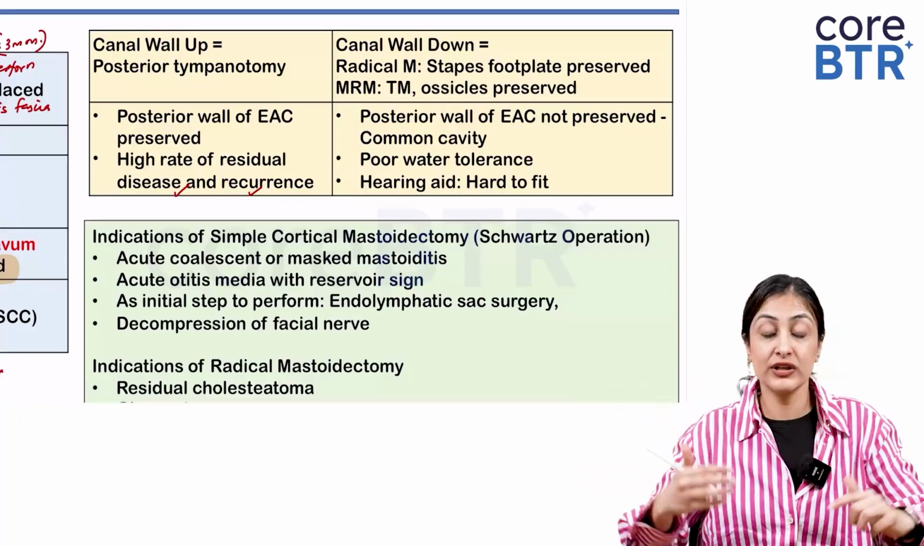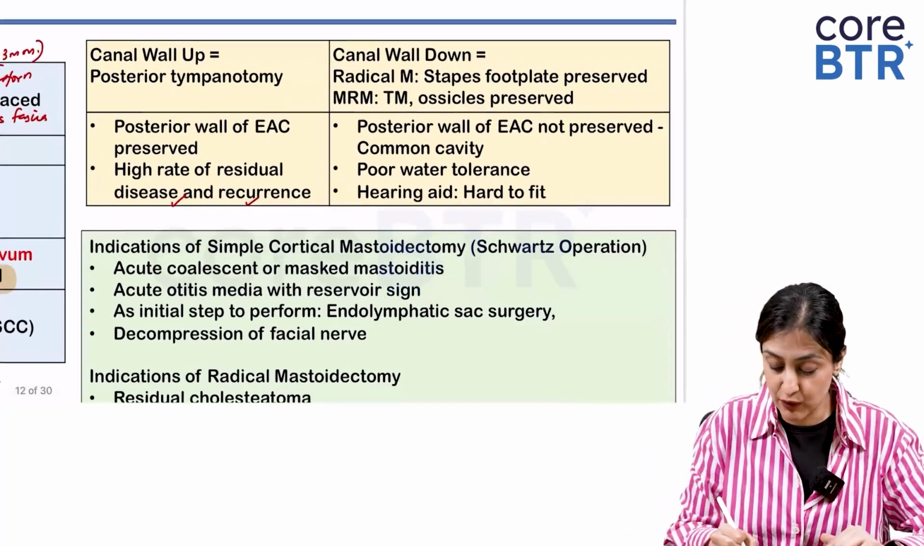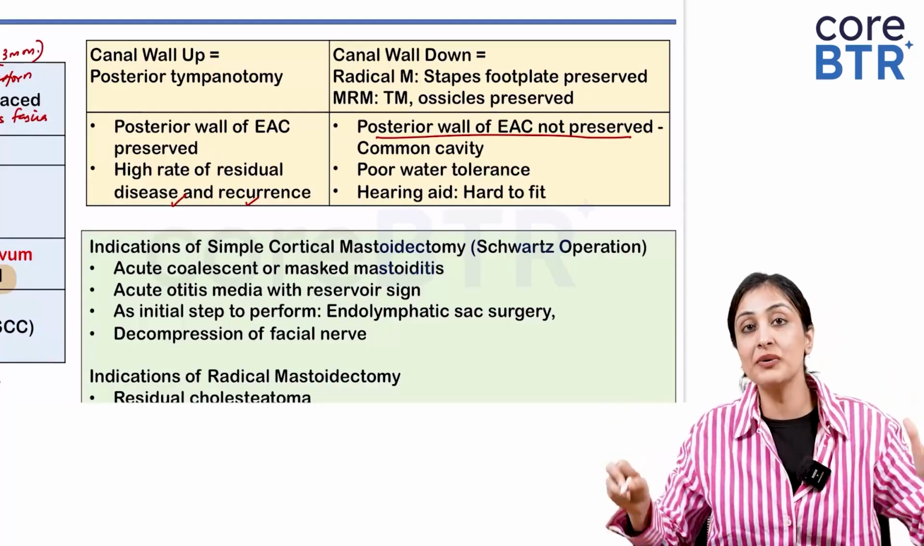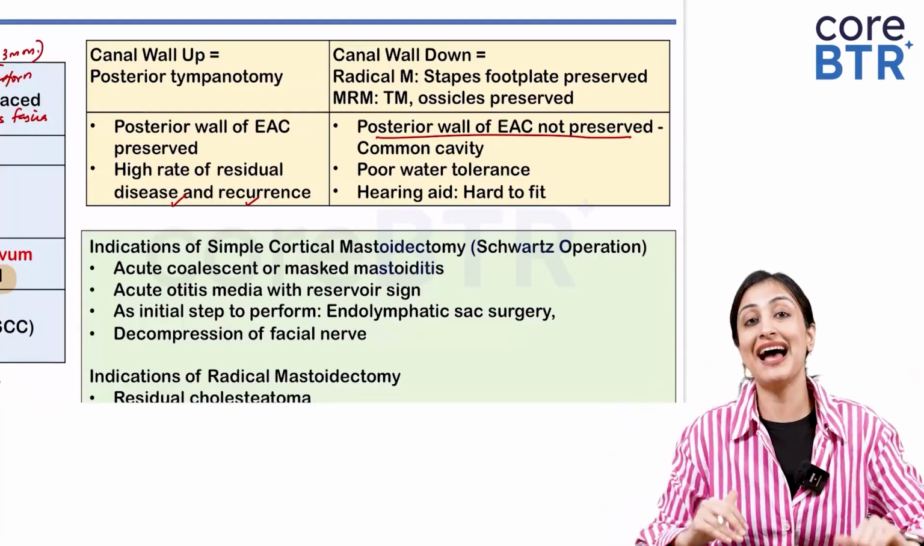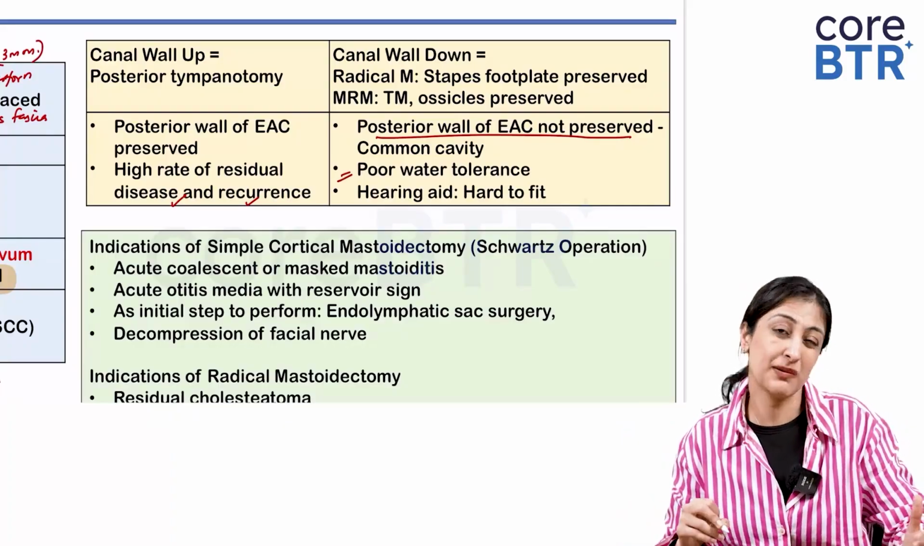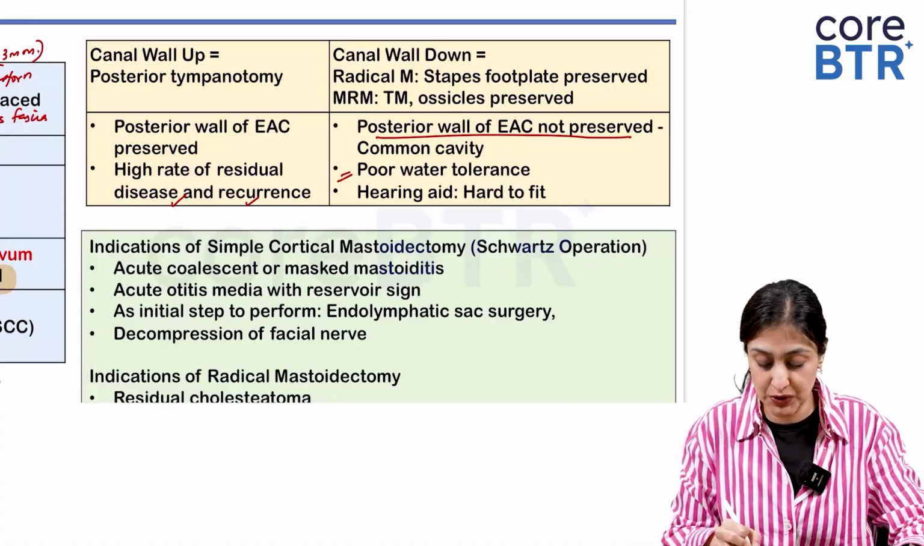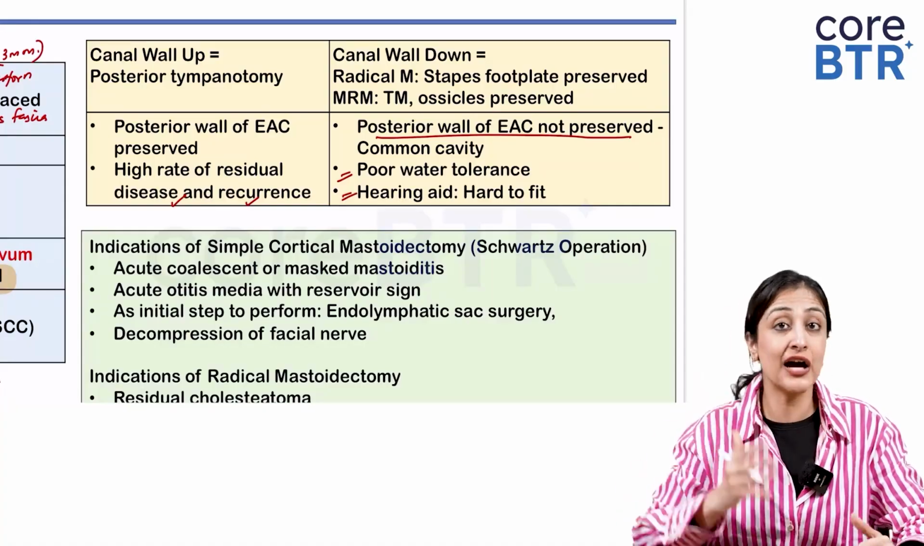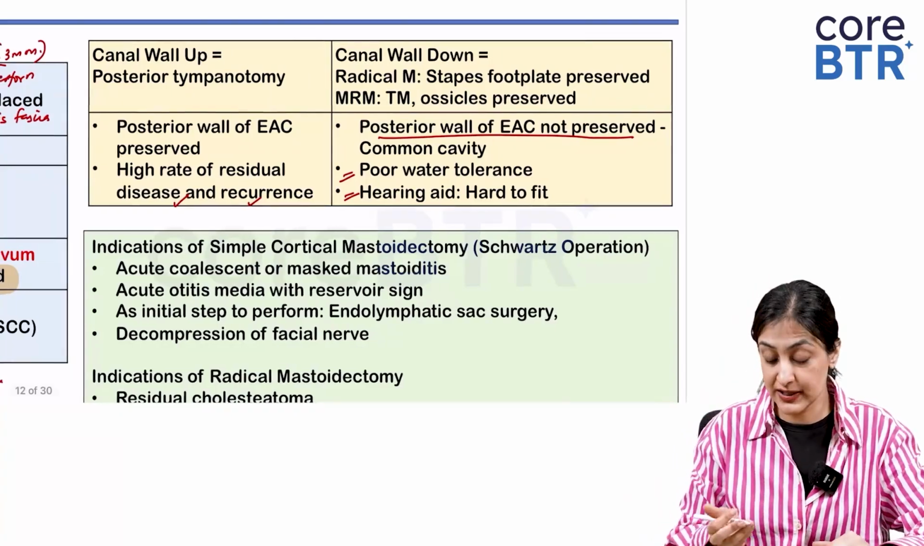So what is more invasive? Just remove the posterior wall of the ear canal. You are creating a common cavity between the mastoid and the ear. And now the problem with that is you cannot swim. Minor problem. Water tolerance is poor. Hearing aid will be hard to fit. So this is the disadvantage.